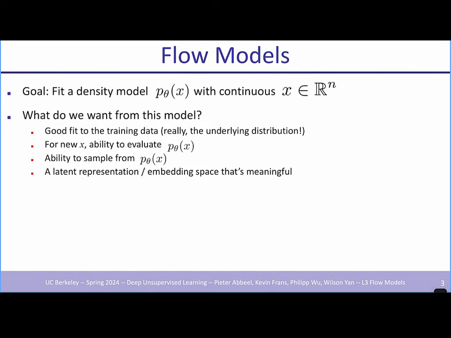So our goal will be to fit a density model P theta of X with now a continuous X in some n-dimensional space. What do we want? The things I listed on the previous slide. Good fit to the training data, ideally the underlying distribution, ability to evaluate P theta of X, so do inference, ability to sample, and hopefully a good embedding space.